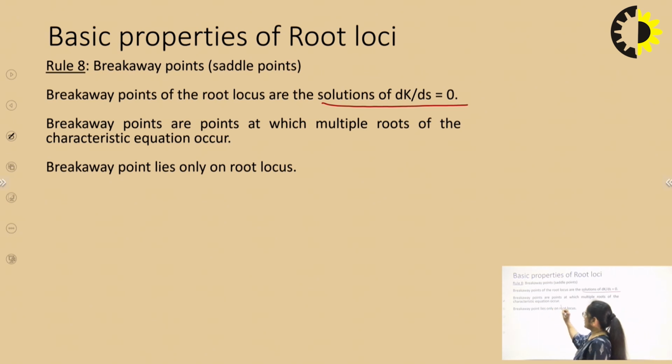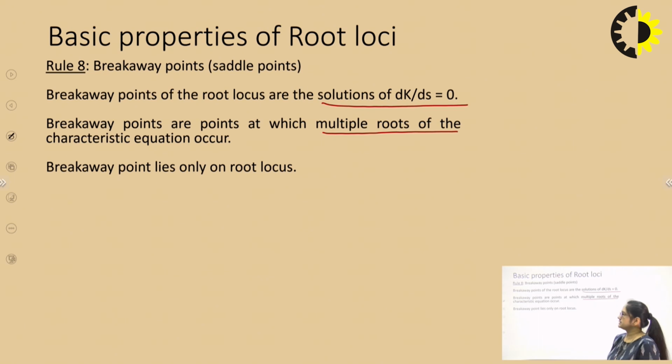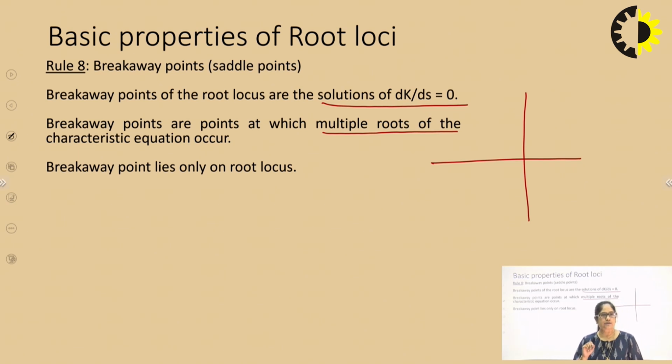So breakaway points are points at which multiple roots of the characteristic equation occur. So that is the point on the real axis where the poles from where the root locus started on the real axis leave that real axis. Multiple root loci come to that point and move away. Right? So that is the breakaway point.